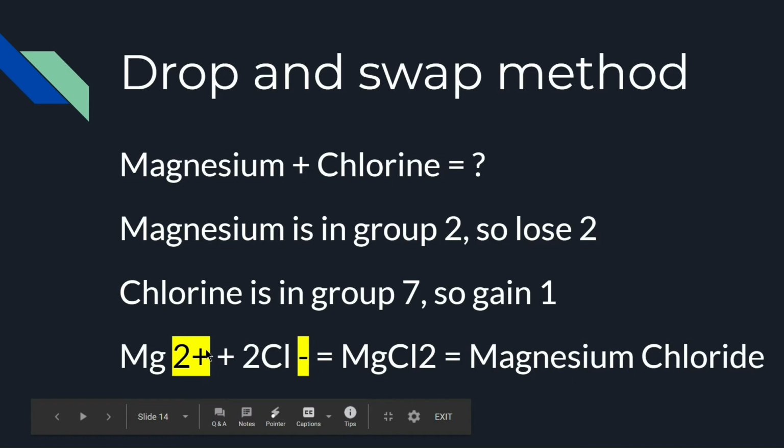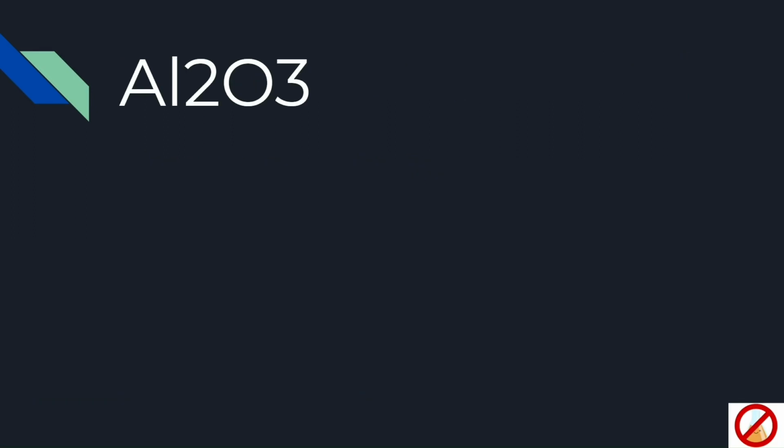The reason why is because we took this 2 charge and put it onto chlorine, and we took this minus 1 charge and put it onto Mg. So basically we just swapped the numbers here. That's why we call it drop and swap. We drop the charges and we switch them. So Mg gets 1, and Cl gets 2. So basically, the final formula will be MgCl2. You basically swap the charges. It's pretty simple.